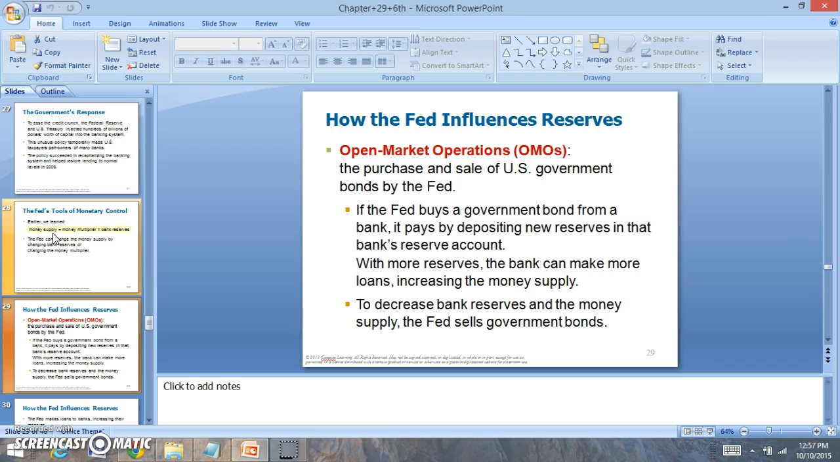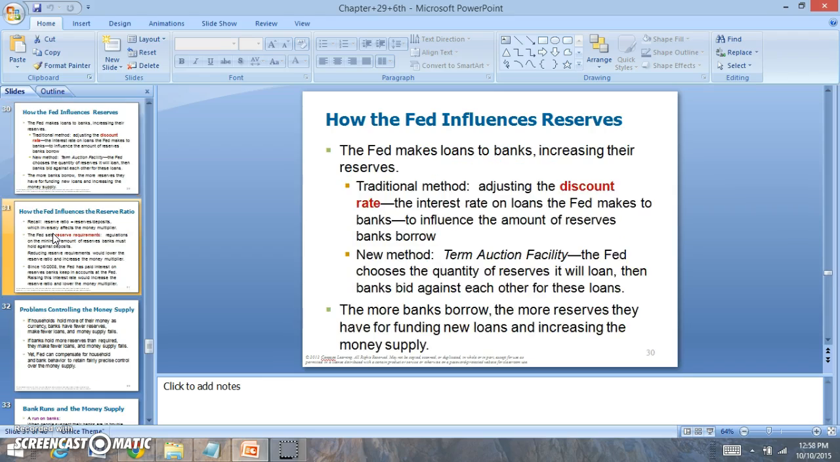So the Fed can buy a government bond. If the Fed decides to buy government bonds, that will cause the money supply to increase, which causes interest rates to decrease. Now, lower interest rates will stimulate spending by consumers and businesses. If the Fed decides to sell government bonds, that'll cause the money supply to decrease, which will cause higher interest rates.